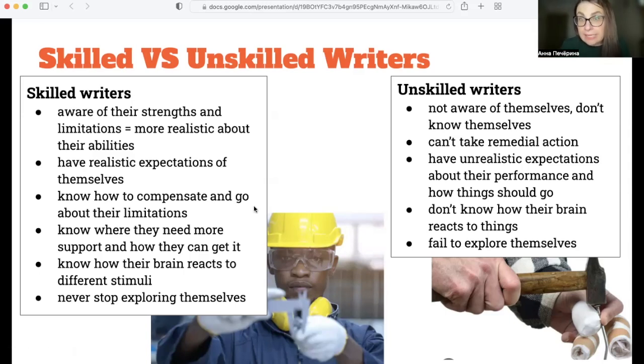Okay. And they fail to explore themselves. Either they don't want to, because sometimes it's unpleasant. It's about reflecting. It's about looking at yourself. It's painful. It's unpleasant because it's okay to recognize your strengths, but you have to recognize your weaknesses and your limitations, right? You have to say, yes, this is how things work with me. These are the problems that I have. Yeah, it's not good, it's not bad.